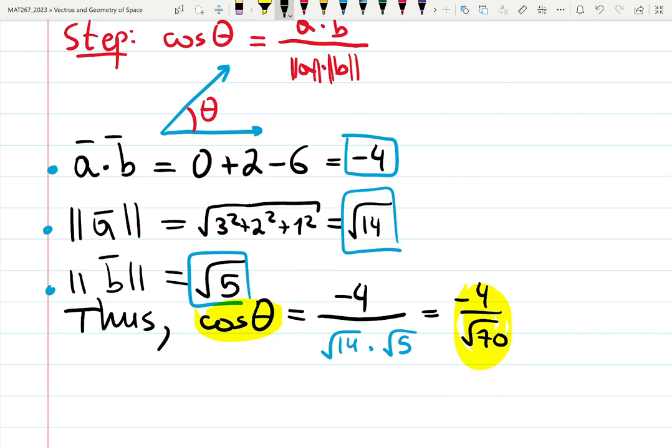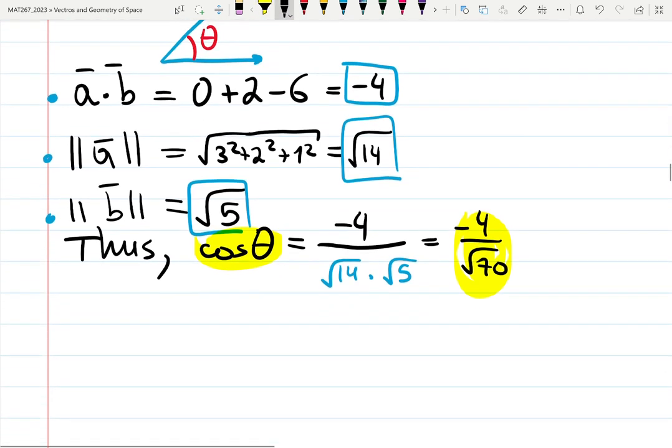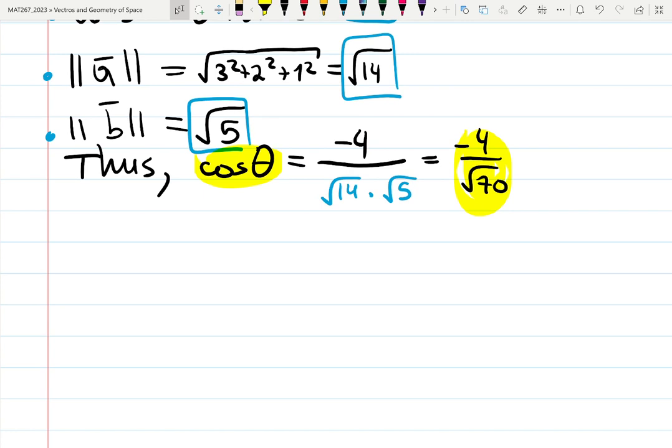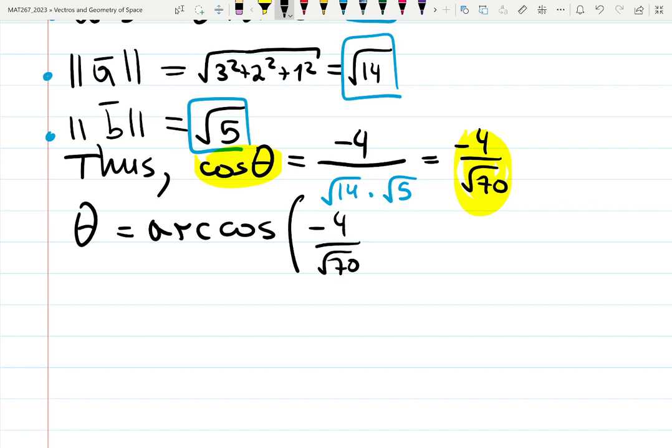And you think we're going to build a right triangle? Yeah, we're not going to do that. Just use your calculator. Theta is arc cosine, or cosine minus 1, of minus 4 over square root of 70. And I did not even rationalize the denominator. If you don't know what it means, I did not get rid of the square root of 70. Who cares? Use the calculator. Don't forget to switch to radians, degrees, blah, blah, blah.